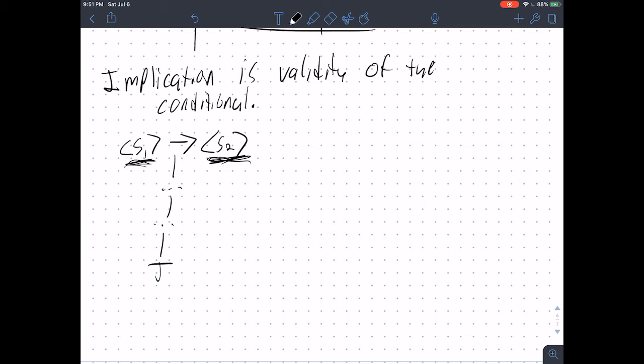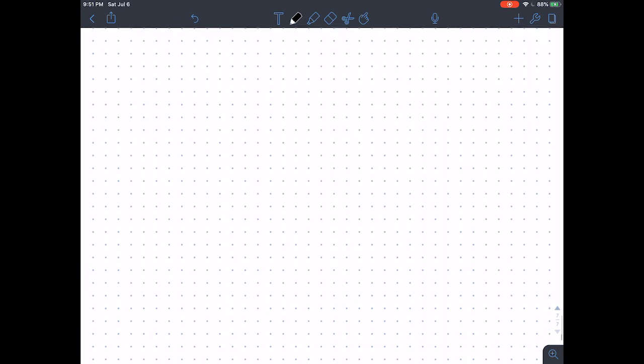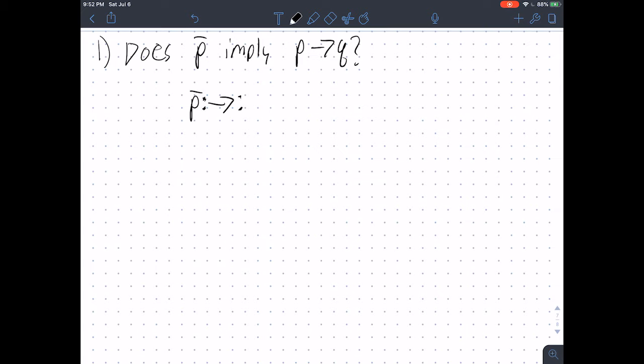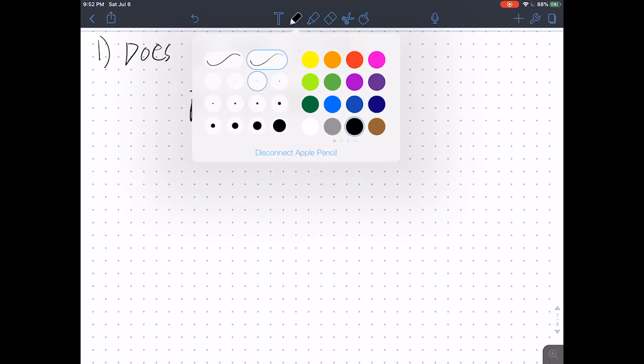So here's a really simple example. So suppose I asked you on a learning practice or a test, right? Does not P imply if P then Q? So how would you test for this? Well, we know implication is validity of the conditional. So antecedent of our conditional, again, I'm using more dots than are strictly necessary, as you will see me do all the time. Consequent place of the conditional, right? And we just set it up. We have it set up for truth value analysis.